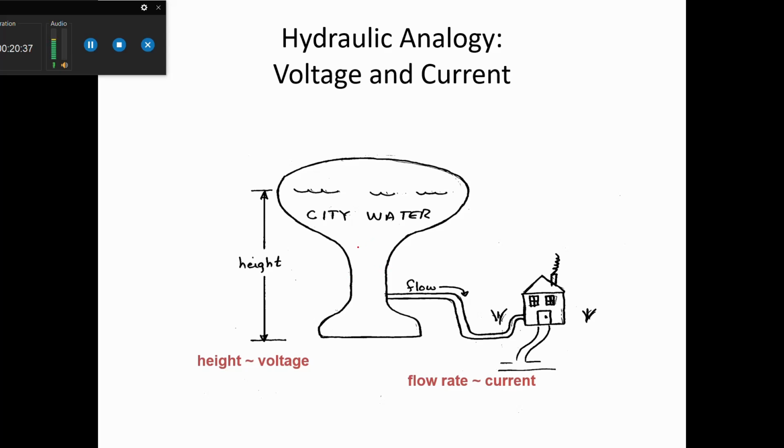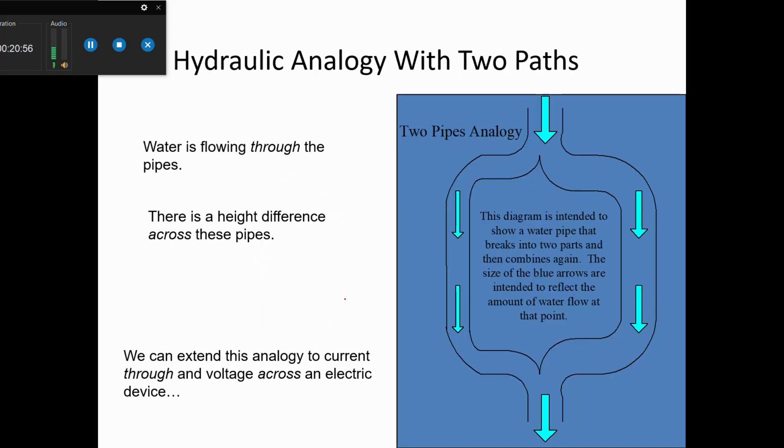The same is the case with the charge stored in a battery. If you are running a toy car and your voltage is low, you can feel that the car or the motors are not moving at the speed that was required. So water is flowing through the pipe. There is a height difference across these pipes, and we can extend this to a two-pipe analogy.